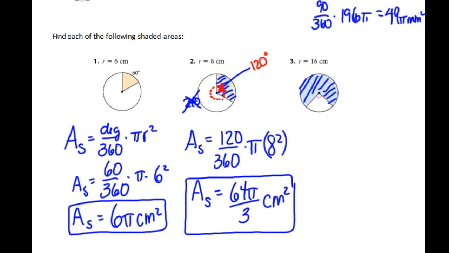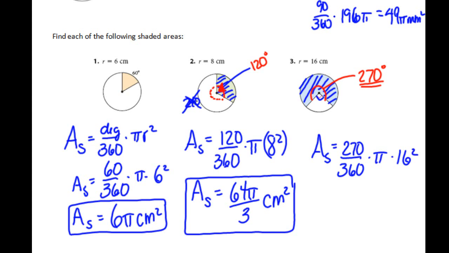All right, so in this case, if I know that this is 90 degrees, then what I really want to know is, what is this angle? That angle has to be 270 degrees. So that's the angle I'm concerned about. My area of my sector is going to be 270 divided by 360 times pi times 16 squared. Do the math, and I get 192 pi centimeters squared.